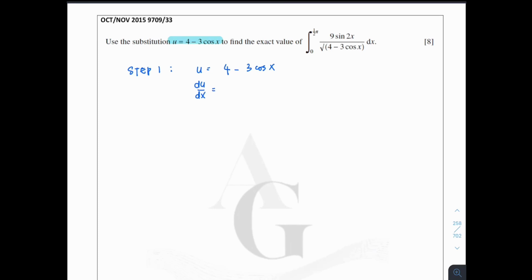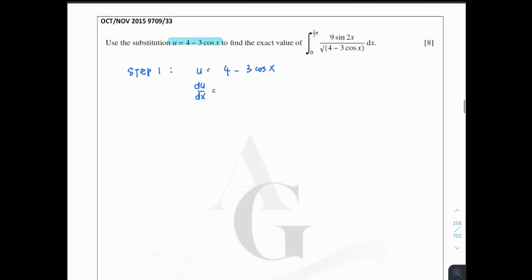First, we differentiate the number 4, and you get 0. Differentiate negative 3 cos x, and we should get 3 sin x. That's our first step. Step 2, what you need to do here is to change the limits.